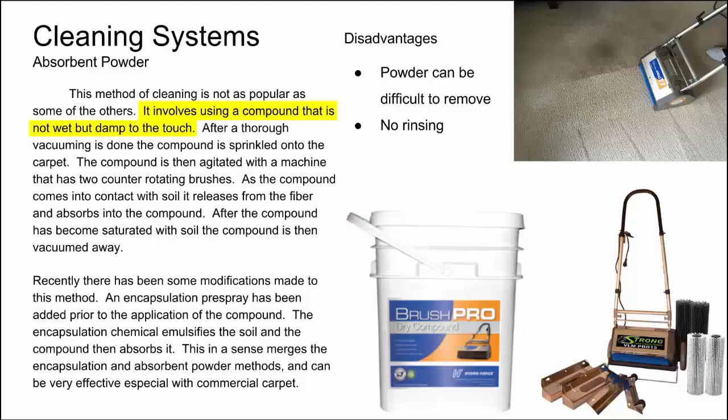Now remember, you have to vacuum. This is a low moisture system. No extraction is going to happen, so vacuuming is key. You have to vacuum very thoroughly before you start this method. Once the vacuuming is done, we're going to sprinkle some of the compound on the carpet. Then the compound is going to be agitated with a machine that has 2 counter-rotating brushes. It's pictured there on the right-hand side. That's just one brand.